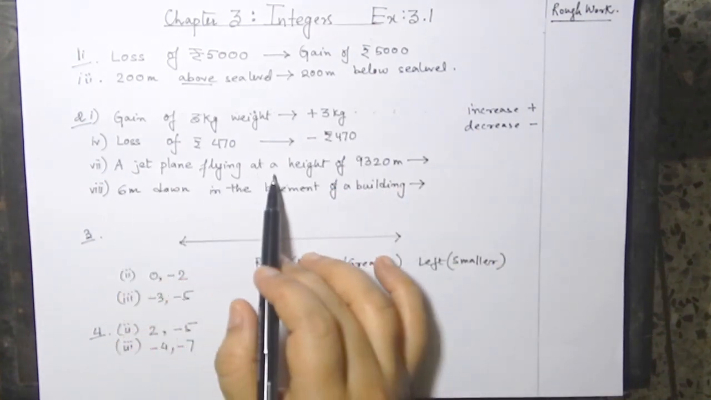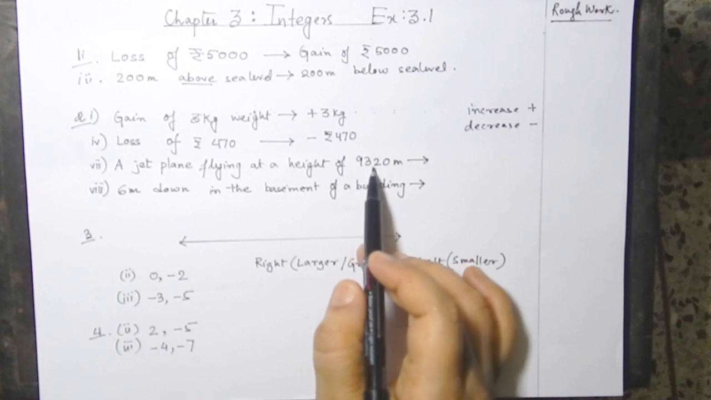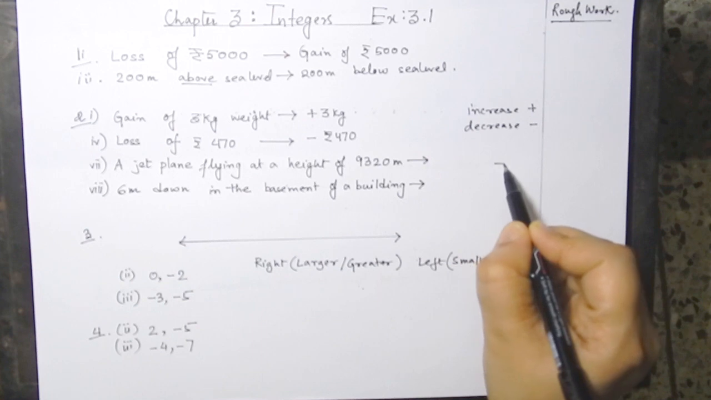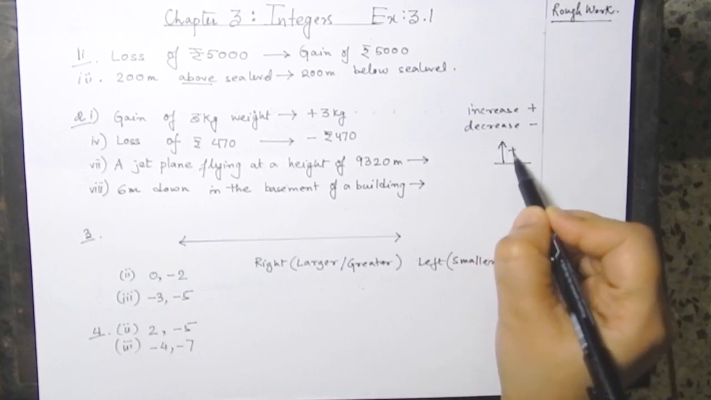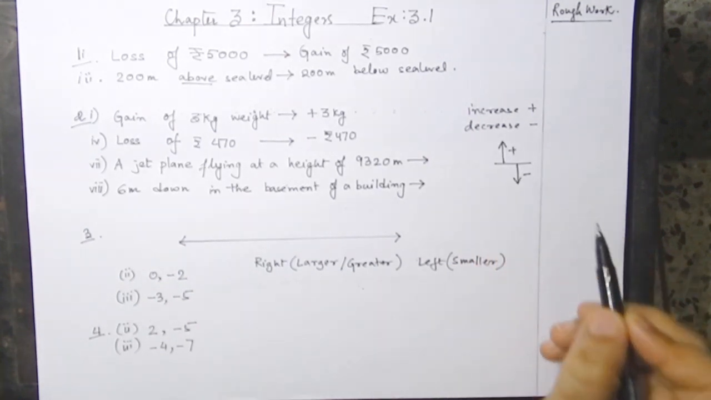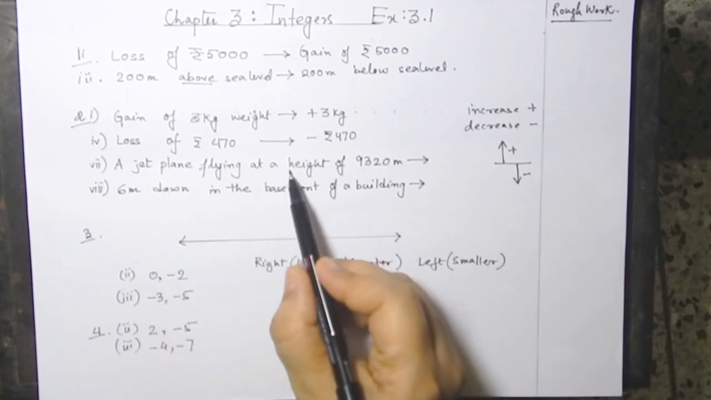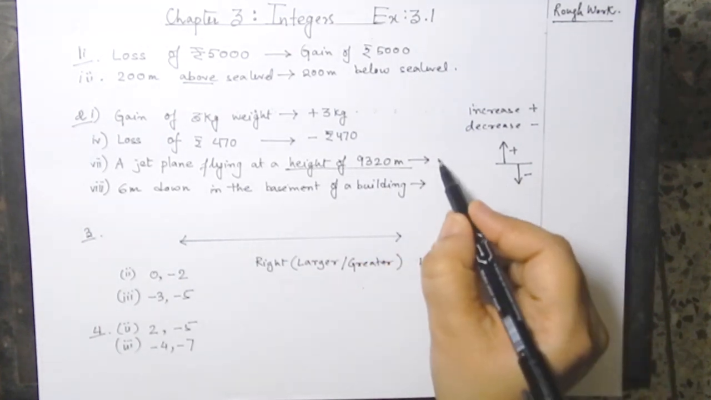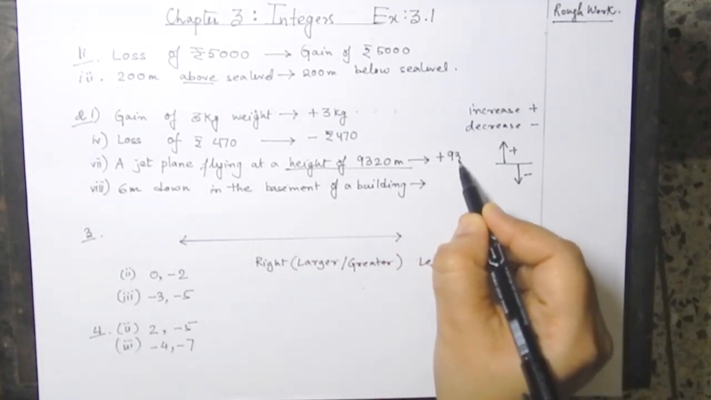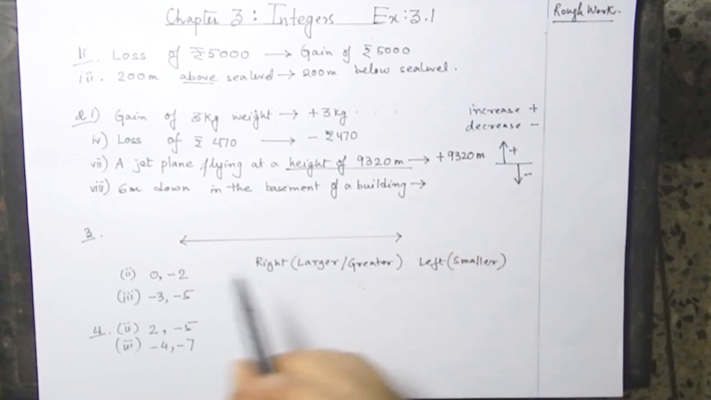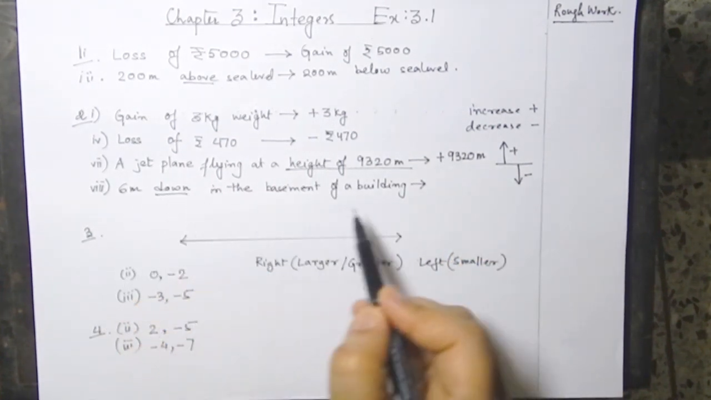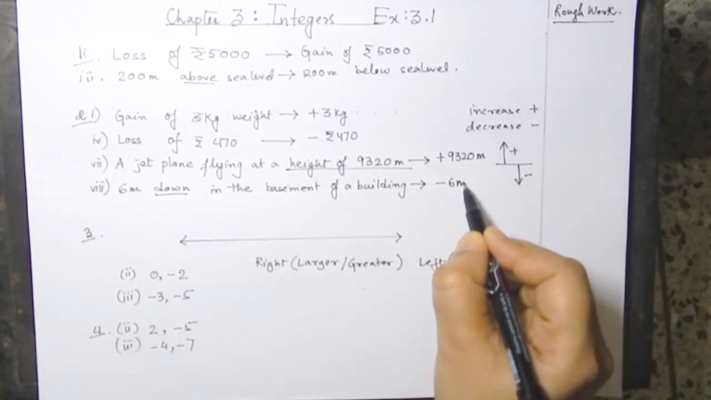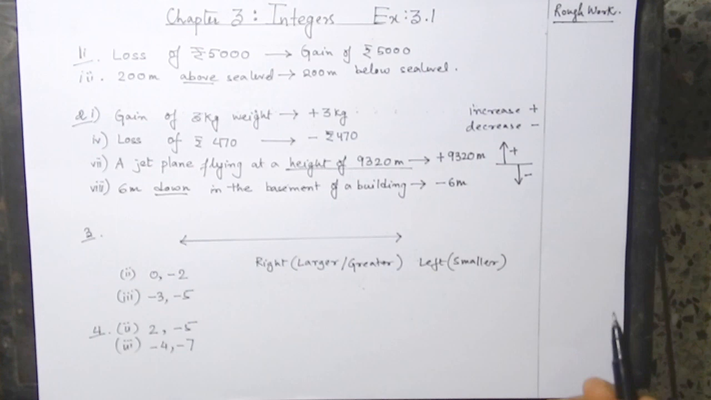A jet plane is flying at a height of 9,320 meters. Now height, when it is up, we say positive, and when it is down, we say it is negative. Since it is a jet plane flying, obviously it is above the sea level, so the height will be plus 9,320 meters. 6 meters down the basement of the building, that means below the basement, so minus 6 meters is the height.